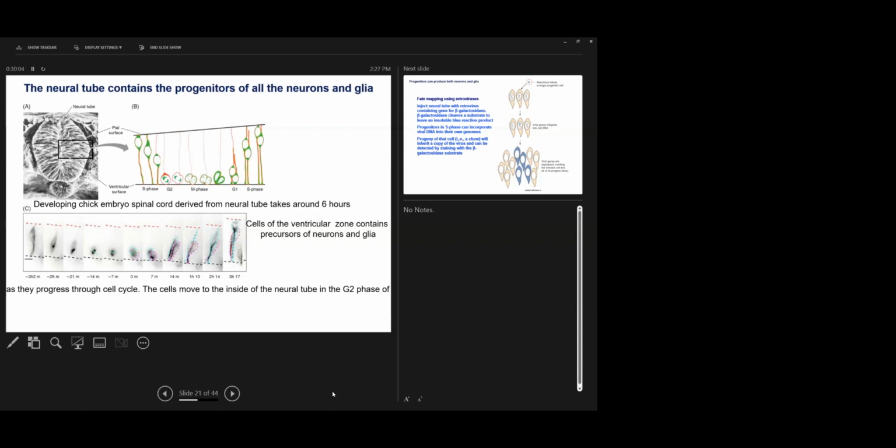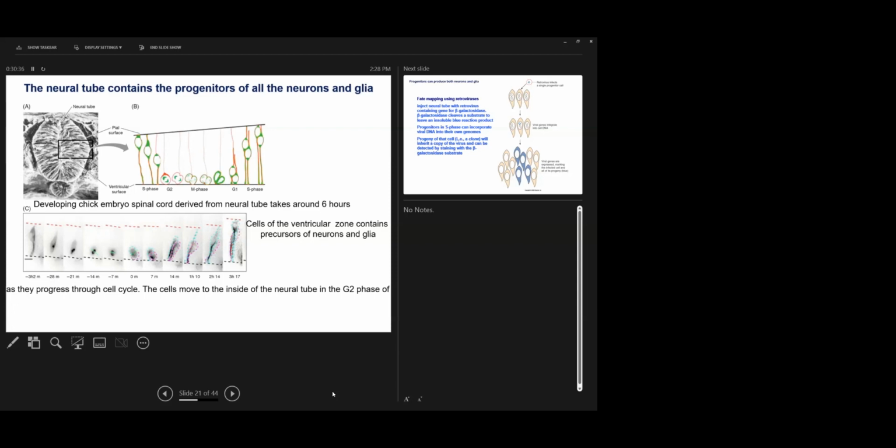What happens during development of neurons in the chick embryo spinal cord? First, some special type of cell is present in the ventricular surface. In the neural tube, you have the ventricular surface, and the progenitor cells for the neurons and glia are present in the ventricular surface of the developing neural tube in the chick embryo.